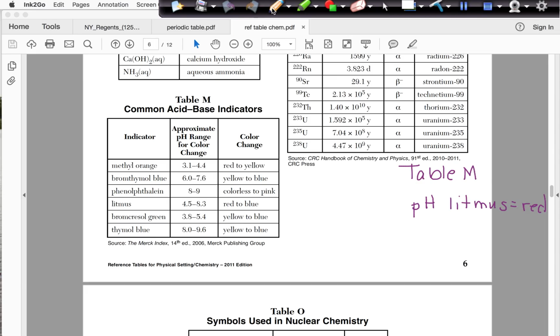So on table M, what we want to notice is that if we're looking at litmus, it says that it goes from red to blue. That means that it is red before a pH of 4.5 and blue after a pH of 8.3. So the pH for when litmus is red is anything less than 4.5. If we look at another one, for example, methyl orange is red at a pH below 3.1. It's yellow at a pH above 4.4. And orange in this middle range.